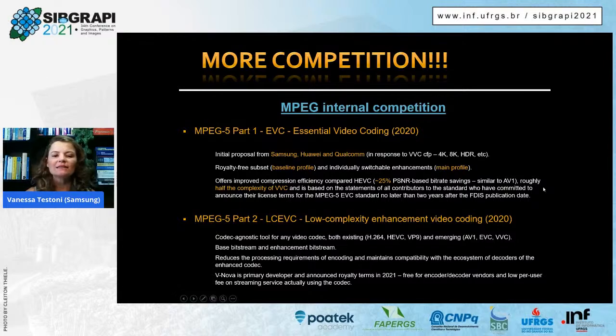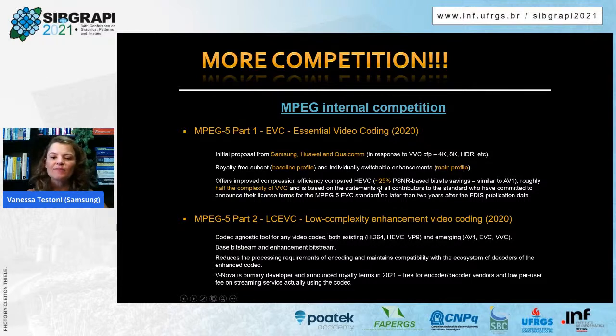So when the call for proposals for the VVC was done in 2018, these companies proposed a codec that would have a royalty-free baseline profile. So if you have just the basic codec, you don't pay. They ensure this is not infringing any patents, because we're just using technology with patents that have already expired. And if you want something else, then you have some switchable enhancements. Then you just pay for the enhancements, and they would say exactly how much you would have to pay.